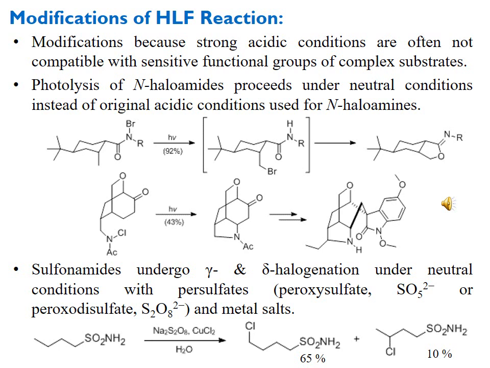Here you can see the example in which a sulfonamide is treated with sodium peroxodisulfate and cuprous chloride, cupric chloride CuCl2 is used along with it, and we get the product in which both products are obtained. One is with gamma halogenation and one is with delta halogenation. Gamma halogenation is giving only 10% product, but the delta halogenation is giving 65% yield.